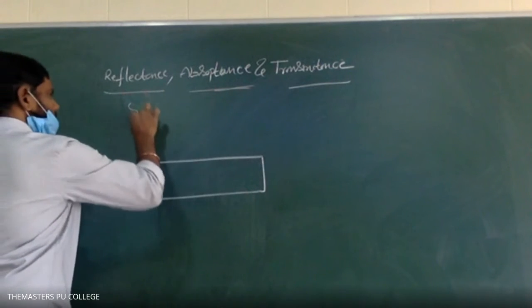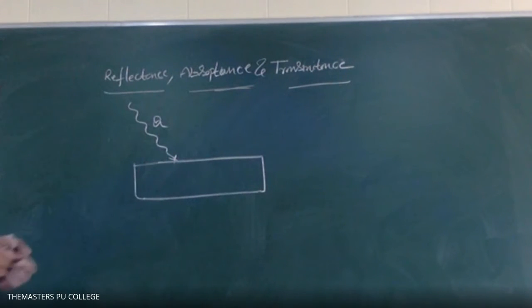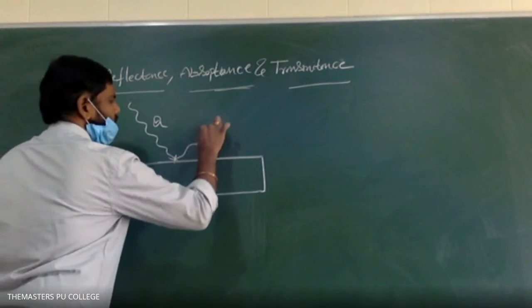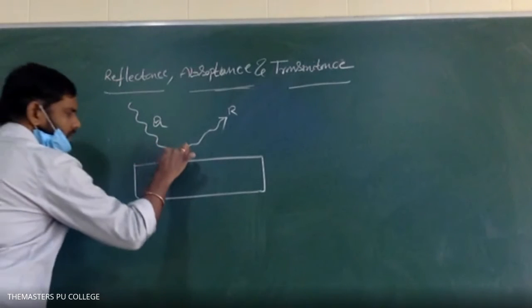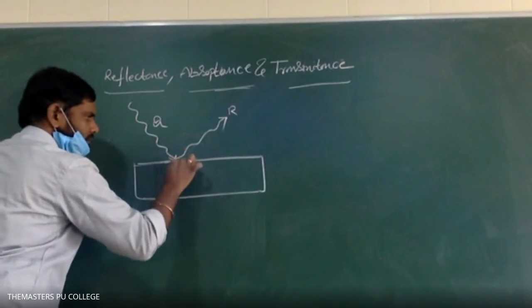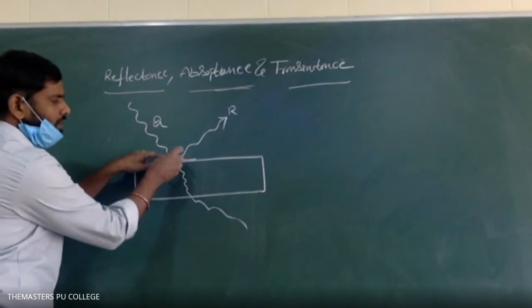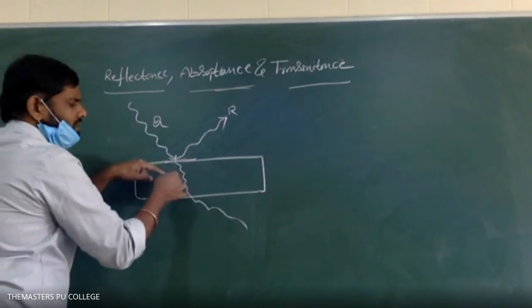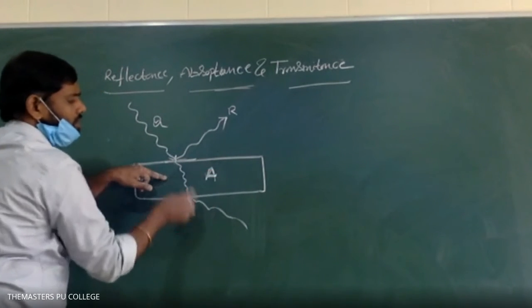Let us observe: Q amount of energy is incident on it. Listen, what are the possibilities here? Some of the energy will be reflected back, isn't it? And some will be refracted. Some of the energy is reflected, and some will enter into this material. Maybe some is absorbed by the material also. Let A be the amount of energy absorbed.